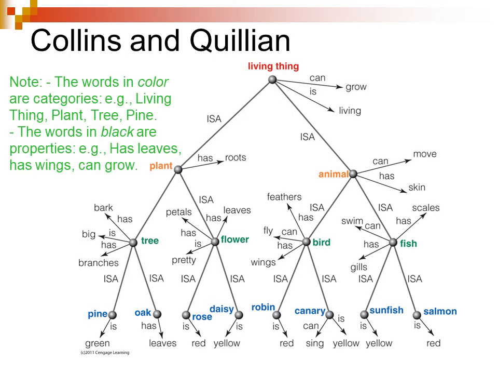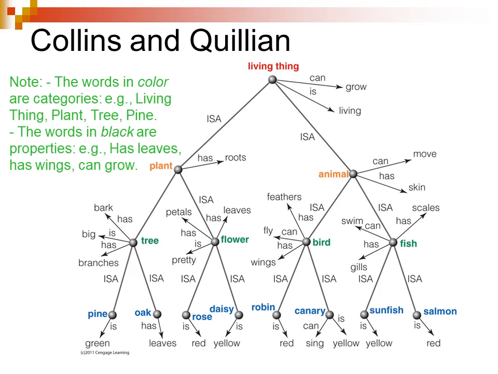Here's a larger view of the model. Notice in this example, the words in color are categories, and the words in black are the properties of those categories. Note the hierarchical arrangement of the categories. The most general category, living thing, is at the top, followed by examples of living things, plants and animals. Notice how the properties are stored with categories. So the property has roots, for example, is stored with the category of plant.